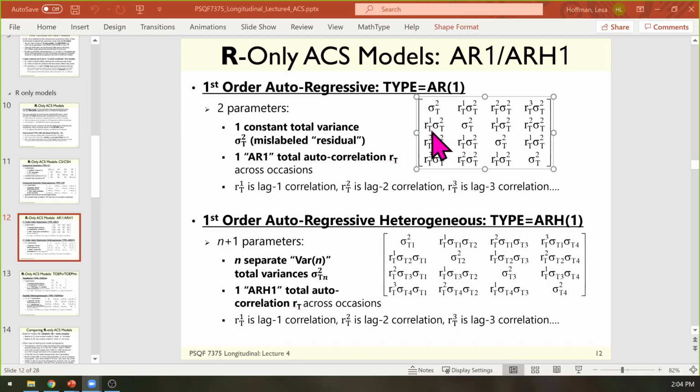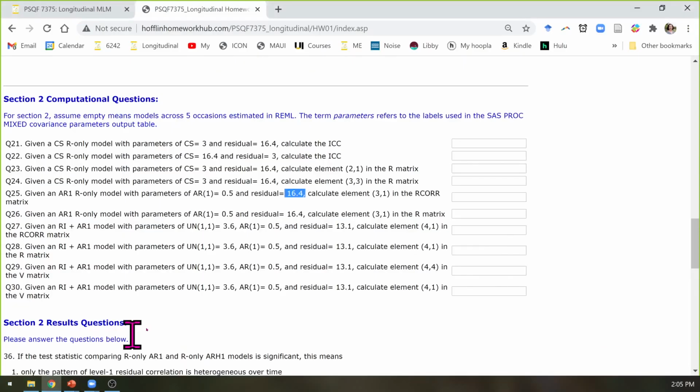To translate this R matrix into an R core, which is the correlation version, just swap out these variances for ones, because in a correlation matrix, all the variances become ones. And so the only term that contributes in R core is just the R value. Then you have to look at what the question is asking in terms of which element. In this question for 25, it's element 3, 1 in R core.